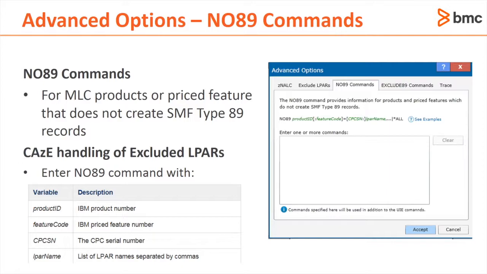Some MLC products or price features do not create SMF type 89 records, but can still be included in the Cost Analyzer model. For those products or features, you must use the no89 command to make them known to Cost Analyzer. No89 commands use a specific syntax that includes the product ID, feature code, CPC serial number, and LPAR name. One or more no89 commands can be entered using this dialog. As a side note, no89 commands can be incorporated into the UE extract job that collects SMF data for the model. If the no89 has been included in the UE extract, it will not need to be entered here.